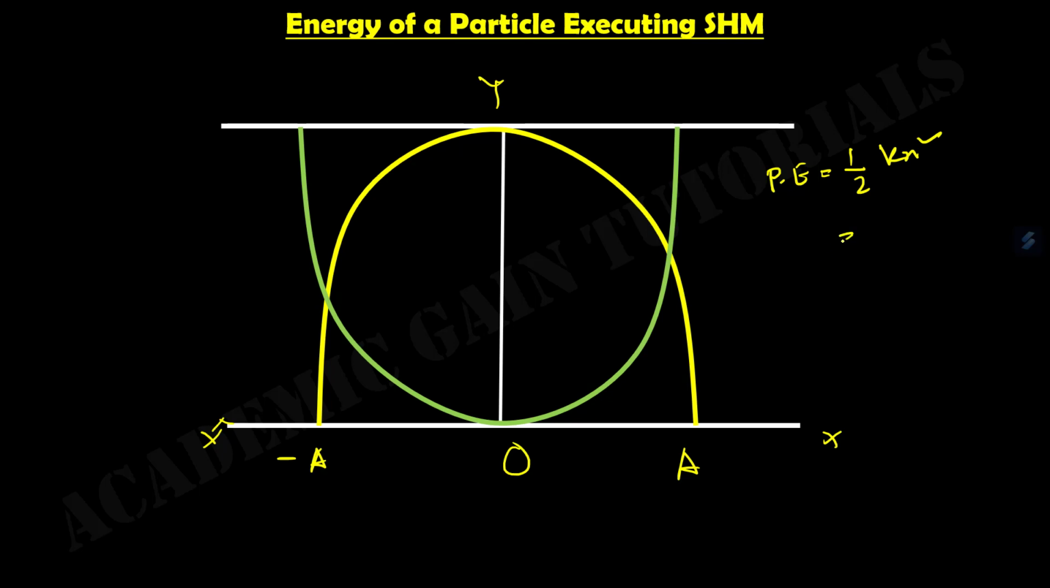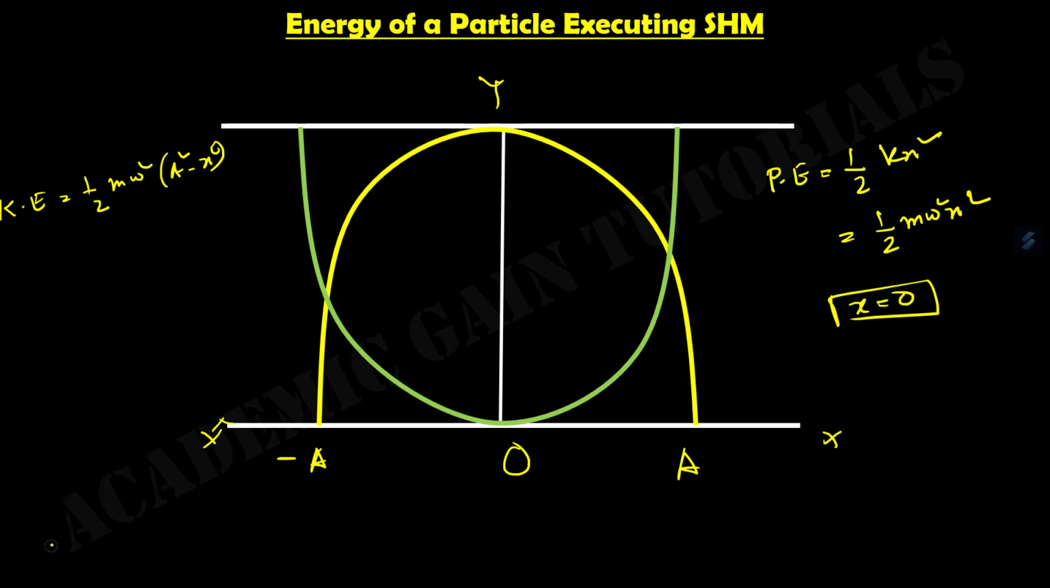half of k x square, or I can write this as half of m omega square x square. And for kinetic energy, the equation is half of m omega square into a square minus x square. Okay, so if our x equals 0, then what will be the case? When x equals 0, our potential energy will be 0.